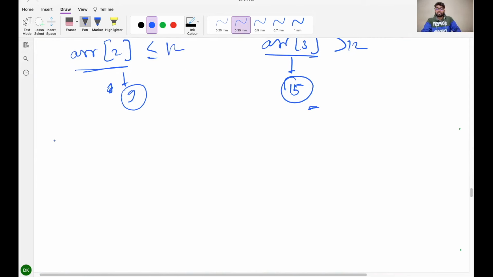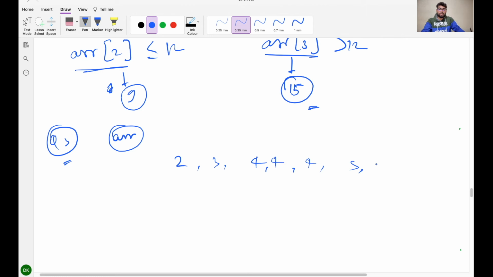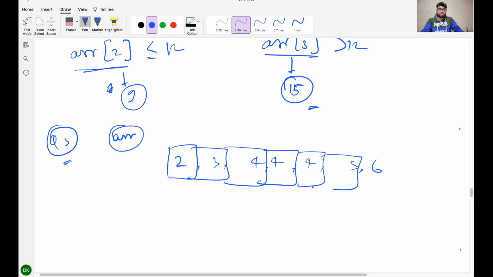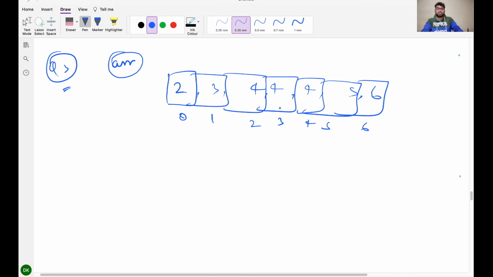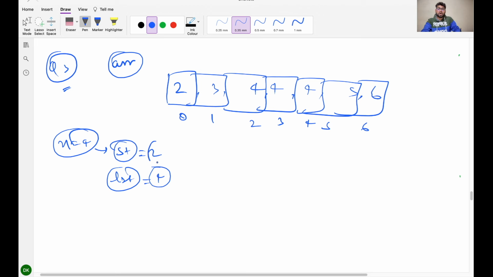Okay, so in my question 3, I have been given an array. Let's say I have given 2, 3, 4, 4, 4, 5 and 6, with indices 0, 1, 2, 3, 4, 5 and 6. I have to find, for that particular element x equal to 4, my starting index, that is 2, and my last index, that is 4. So how can we find this?